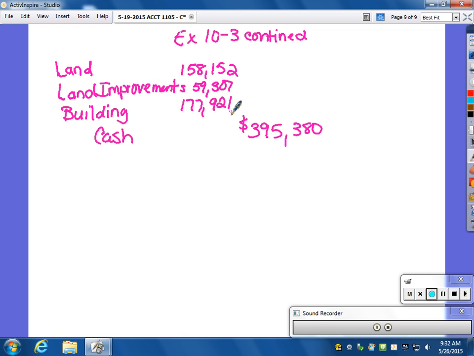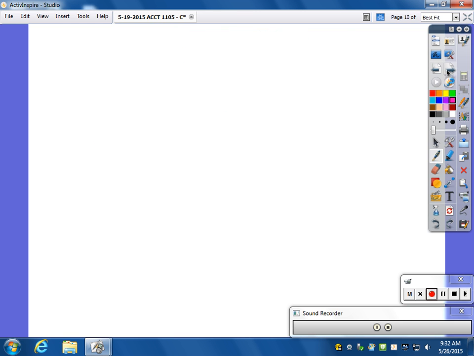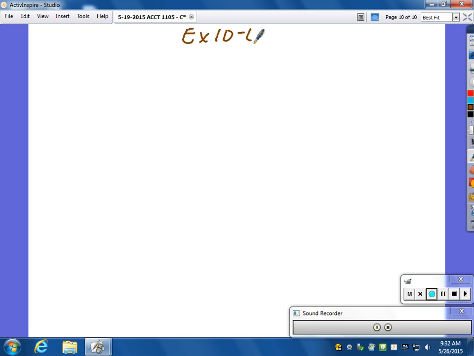Now we know it's easy because all we need to do is figure out what the straight line amount is, right? It's the same every year. That's the reason why we do straight line. So what is the equation for straight line depreciation? Cost minus salvage value divided by useful years.